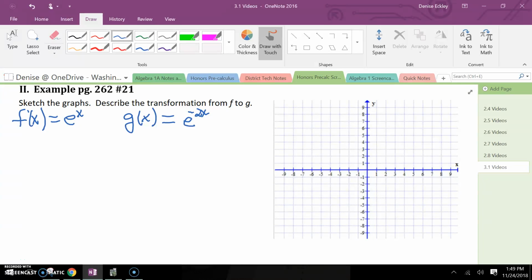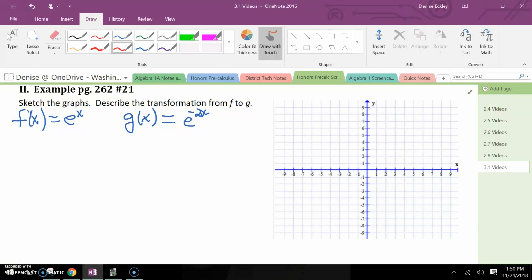Number 21 on page 262 asks us to graph f of x, discuss the transformation of g, and then graph g of x. This is the first problem we're doing with our natural base e. So f of x is e to the x, and g of x is e to the negative 2x.